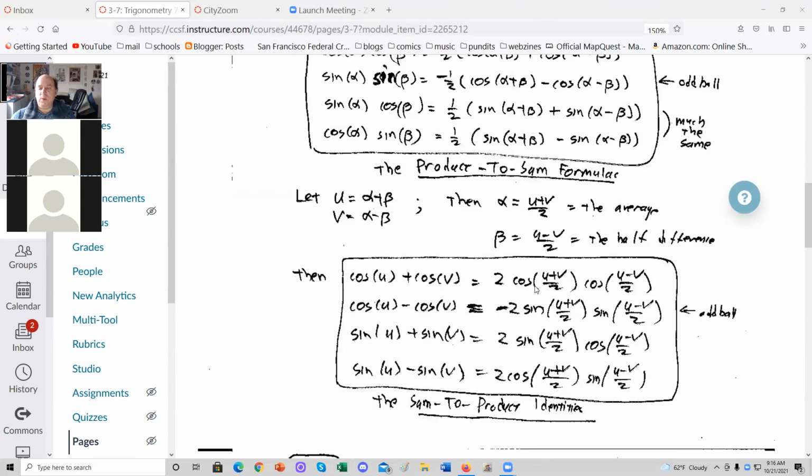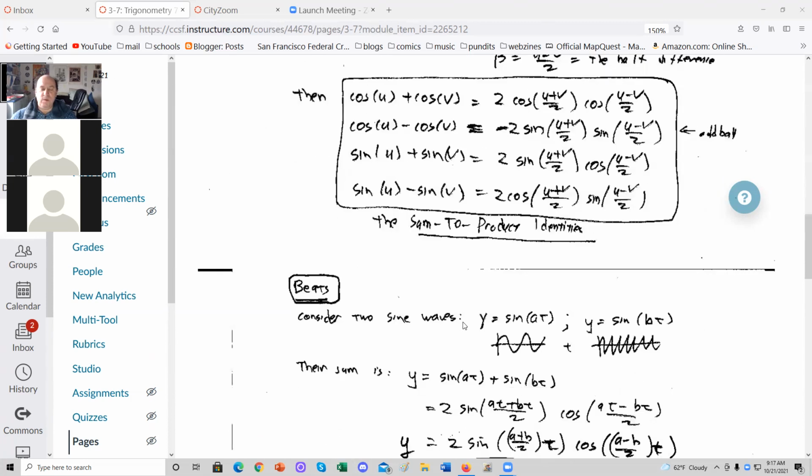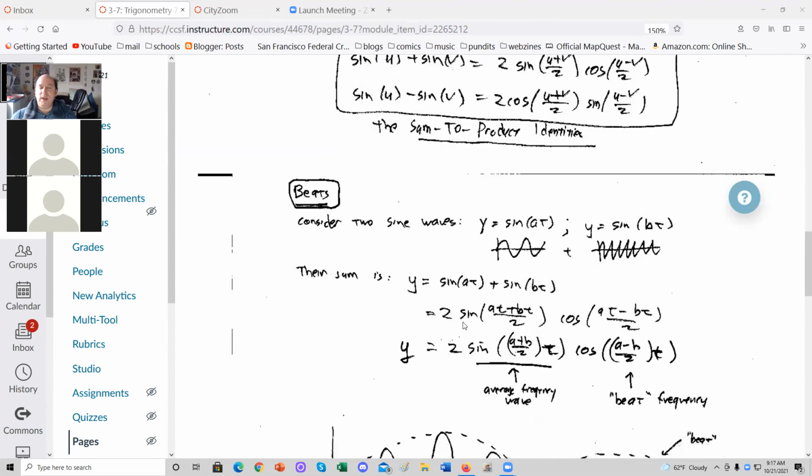Cosine U plus cosine V is twice cosine of the average times cosine of the half difference. Cosine U minus cosine V equals minus twice sine of the average times sine of the half difference. Sine U plus sine V equals twice sine of the average times cosine of the half difference. Sine U minus sine V is twice cosine of the average times sine of the half difference. Now here this minus makes the cosine minus cosine the oddball amongst the four formulas. These four formulas, and again these last two are much the same, are called the sum to product identities. These are particularly useful when we add waves and get beats.